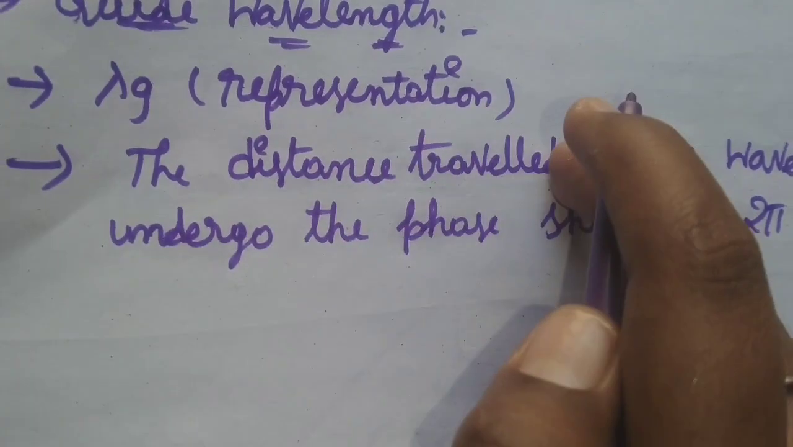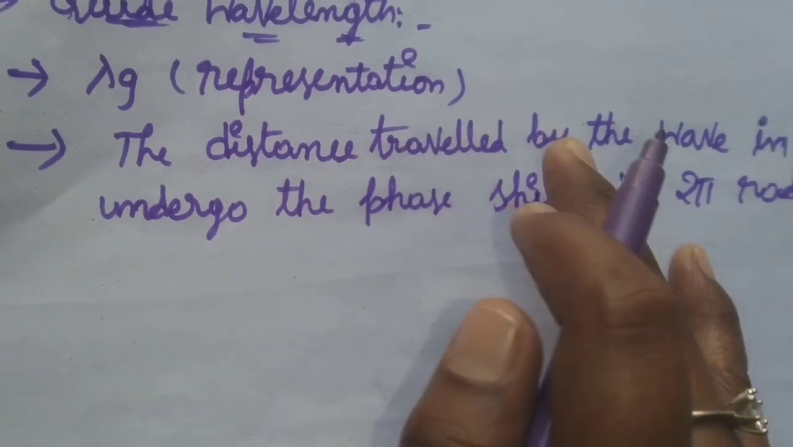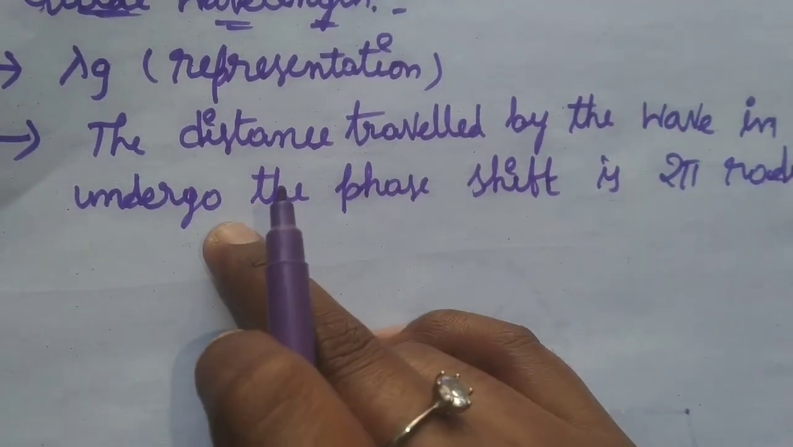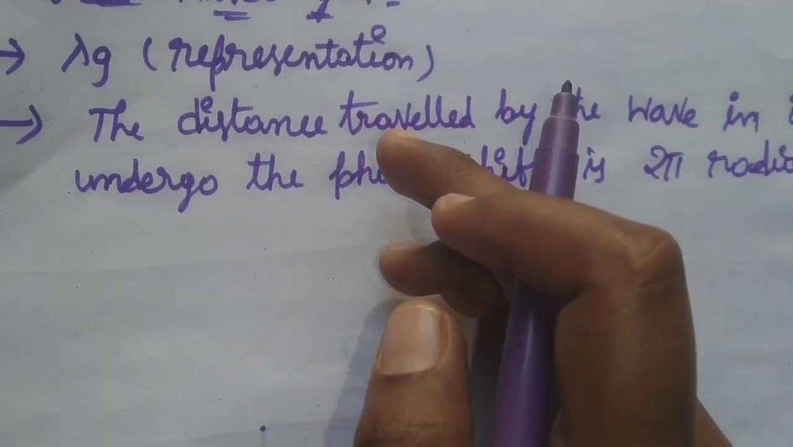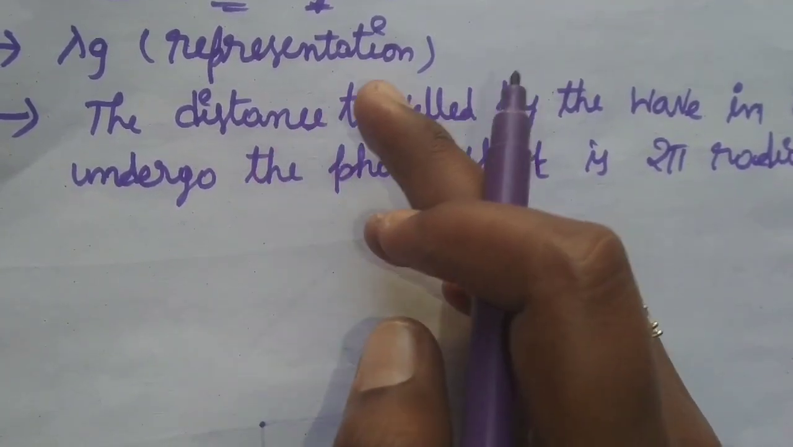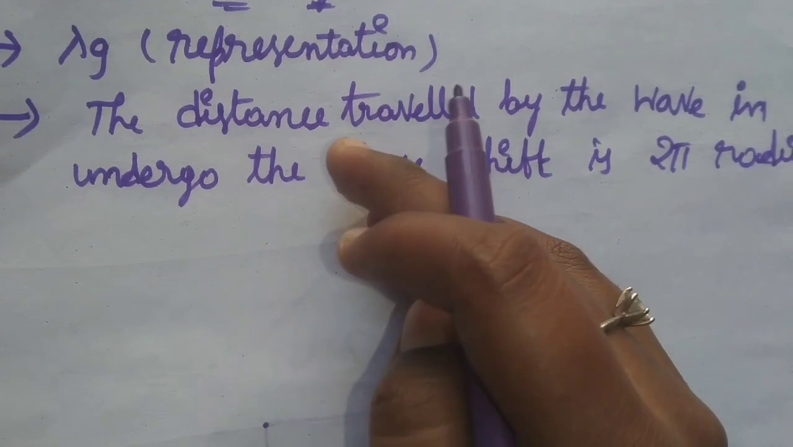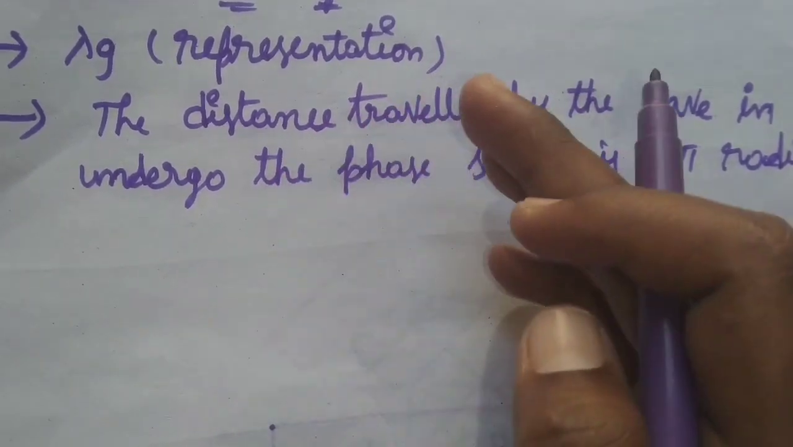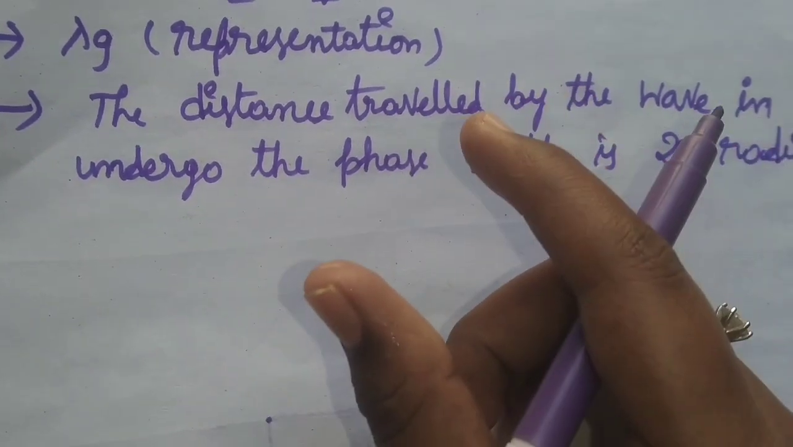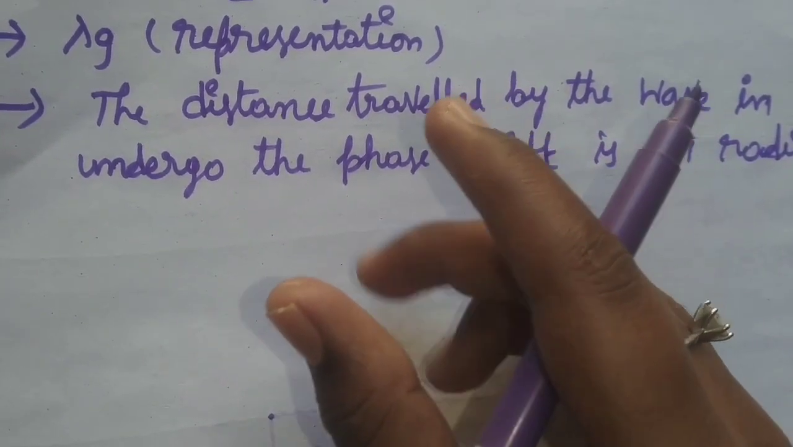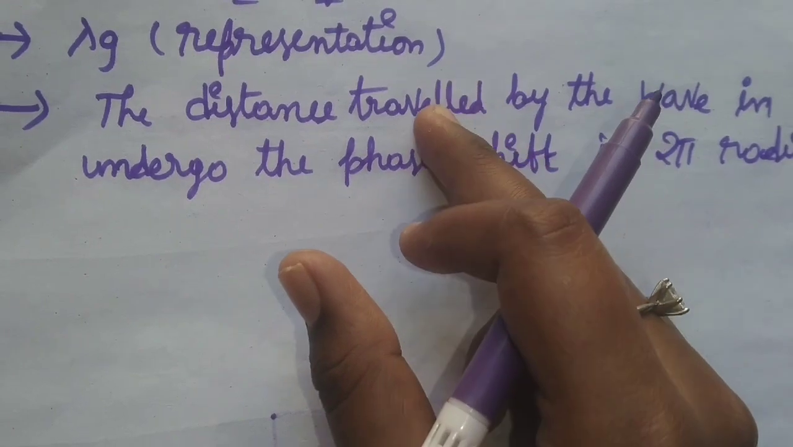Wavelength. Here, this is the definition of guide wavelength. The distance traveled by the wave in order to undergo a phase shift of 2 pi radians. Whenever the wave propagates in the waveguide, and the phase shift reaches 2 pi radians, then that distance is called the guide wavelength.